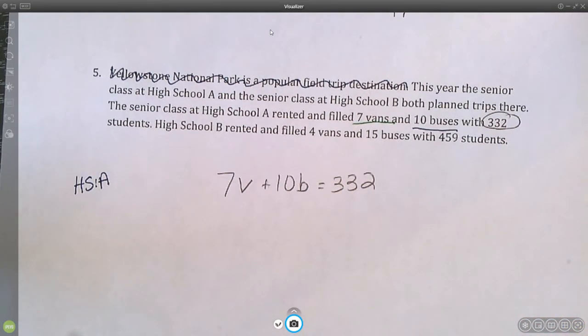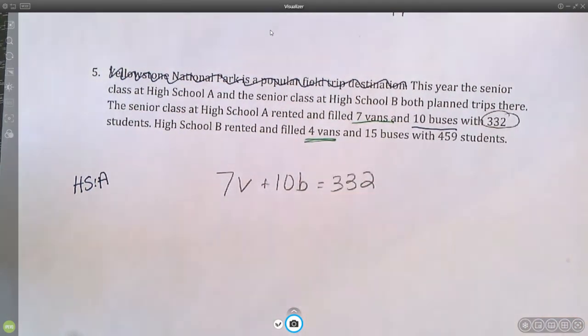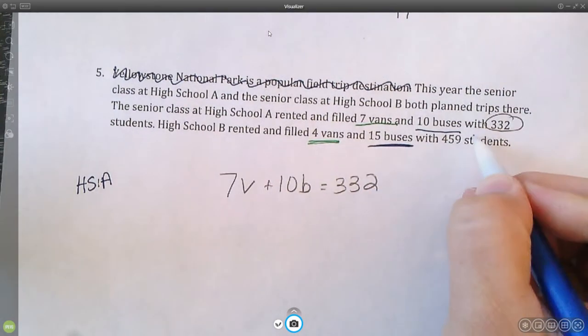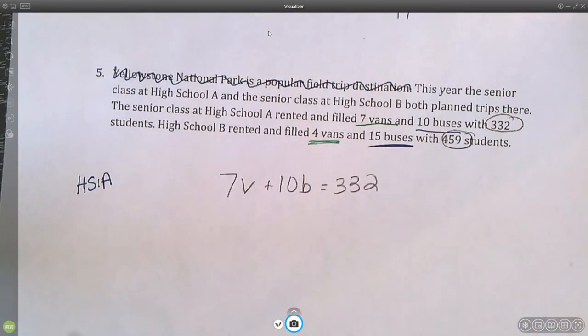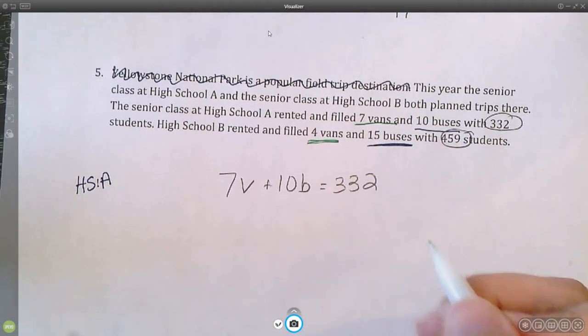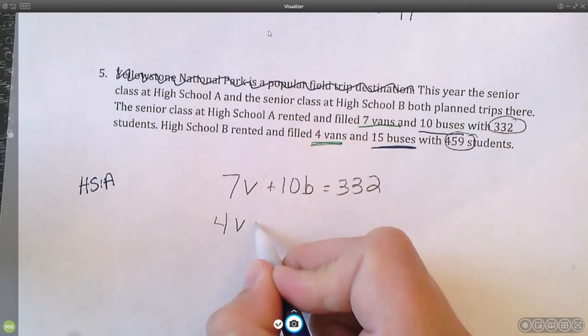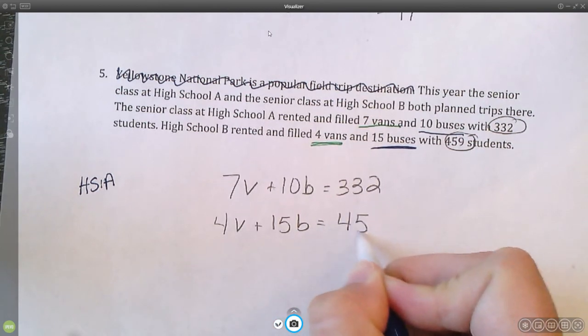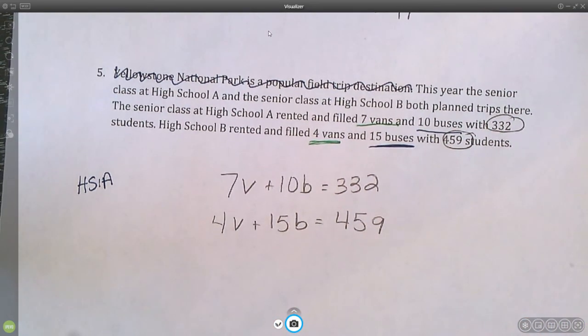Okay, then high school B rented and filled 4 vans, so we have 4 vans, 15 buses, for a total of 459 students. So we have 4 vans plus 15 buses equals 459. And that is it.